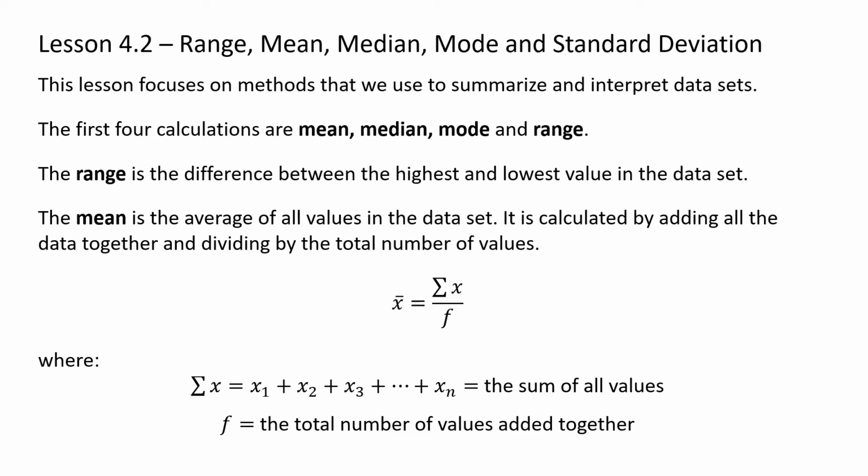Hi everyone, this lesson 4.2 is going to look at some ways that we summarize or interpret data sets. So it's an extension of your first lesson. 4.1 looked at taking raw data and transforming it into a usable format, such as a histogram or frequency distribution, where we bundled up the data into individual bins. So we categorized it by certain sizes.